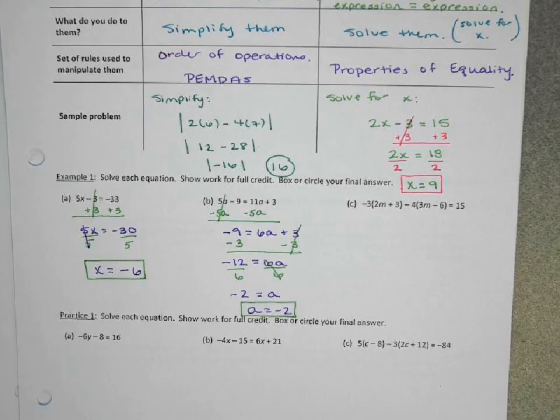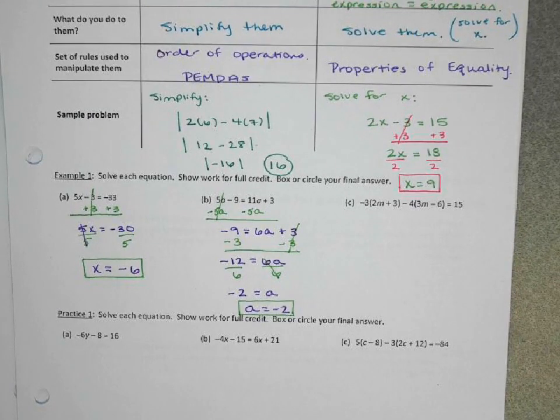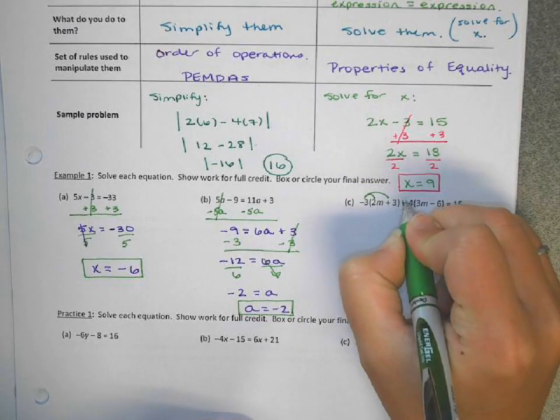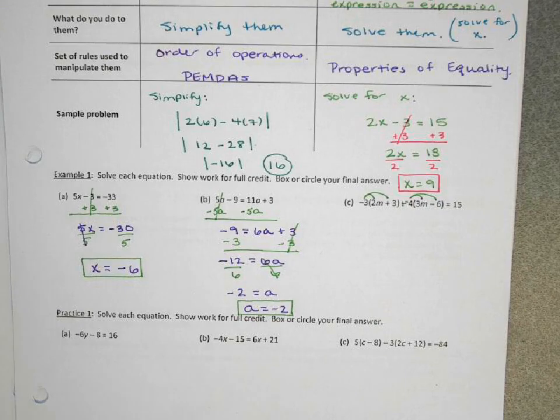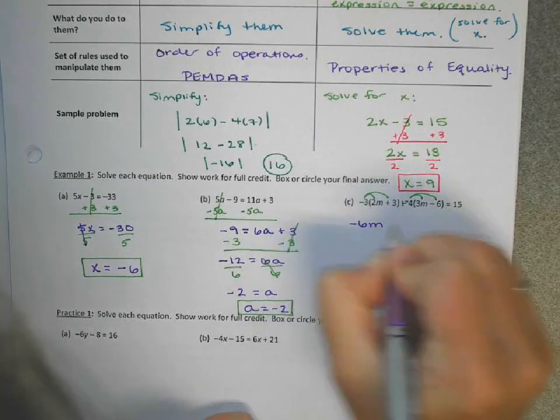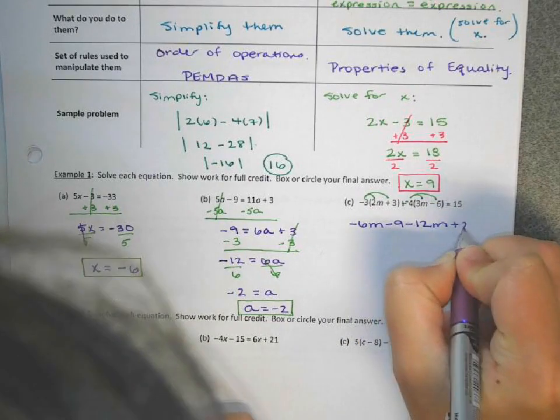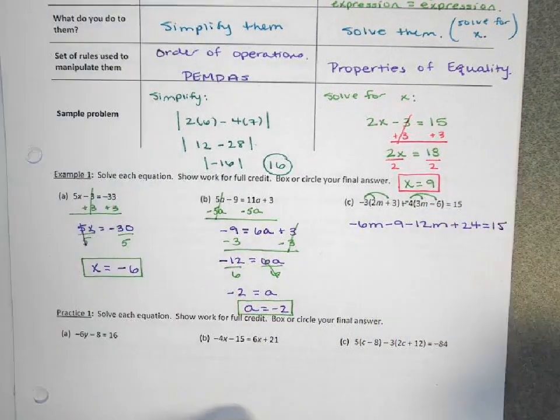All right, so this next one, what's different about this one? What's this last one have? It has parentheses. So if you use the distributive property, you can actually distribute that negative 3 to both terms. And think about this as plus negative 4. And distribute that to both terms. And then what we can do is we'll get rid of all the parentheses because if we distribute them, we don't have to write it with the parentheses anymore. We'll have negative 6m minus 9 minus 12m plus 24 equals 15.